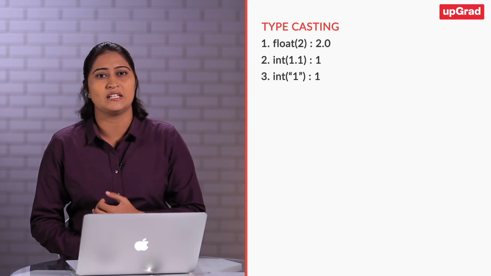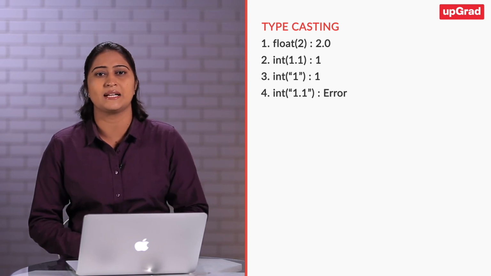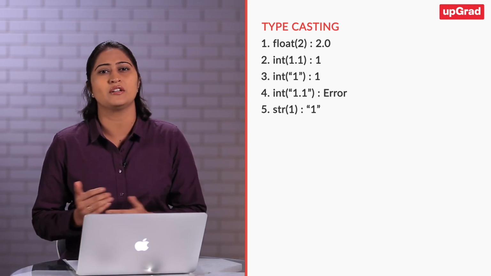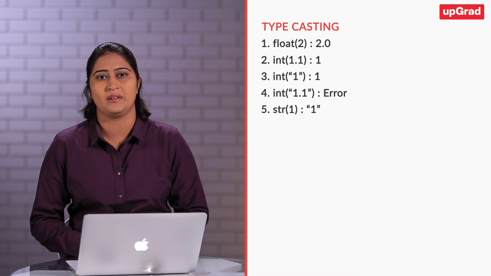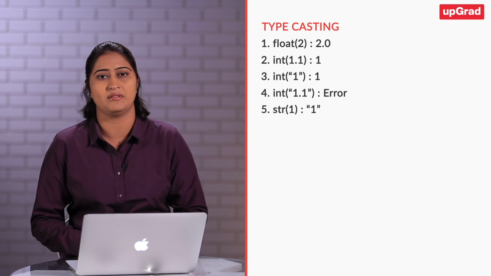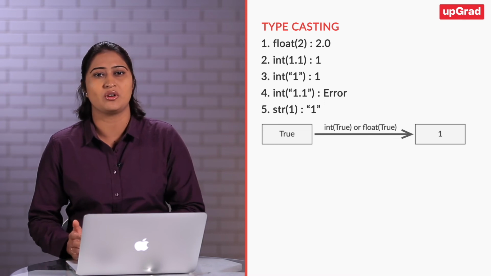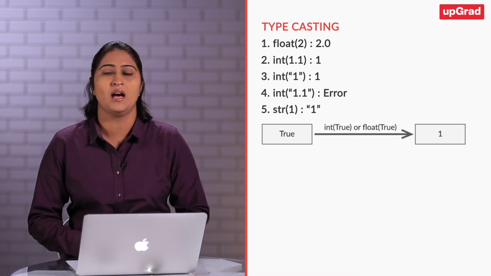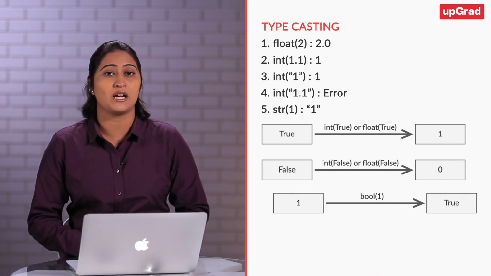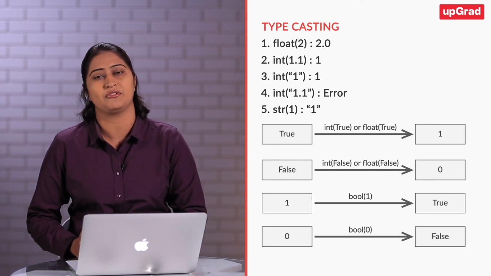If a string contains an integer value, you can convert it to int. If we convert a string that contains a non-integer value, we get an error. Converting an int or a float to a string is very easy. Just pass your object to the string function, that is the str function, and you get its string representation. When we cast a boolean True to an integer or float, we get a 1. If we cast a boolean False to an integer or float, we get 0. If you cast 1 to a boolean, you get True. Similarly, if you cast 0 to a boolean, you get False.